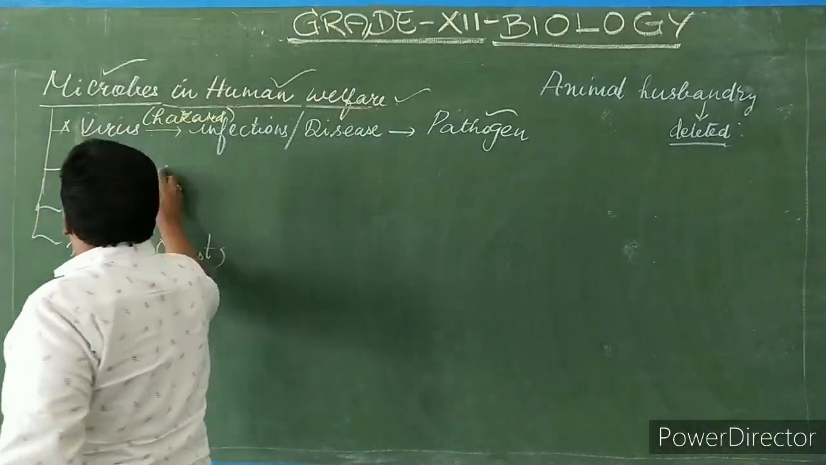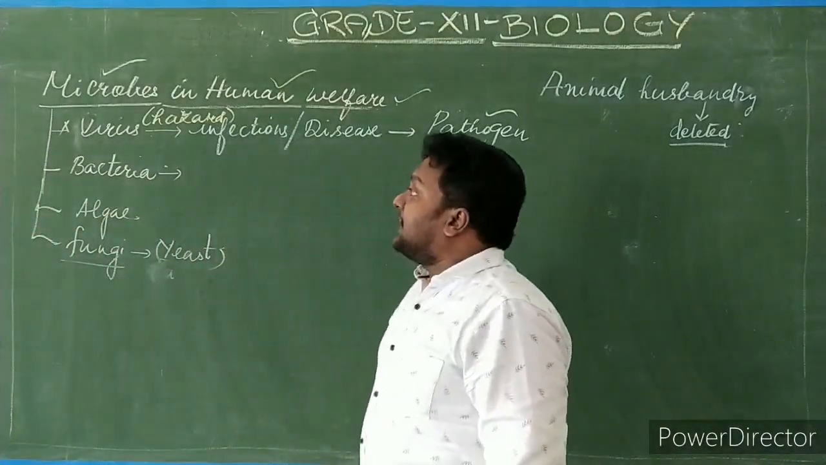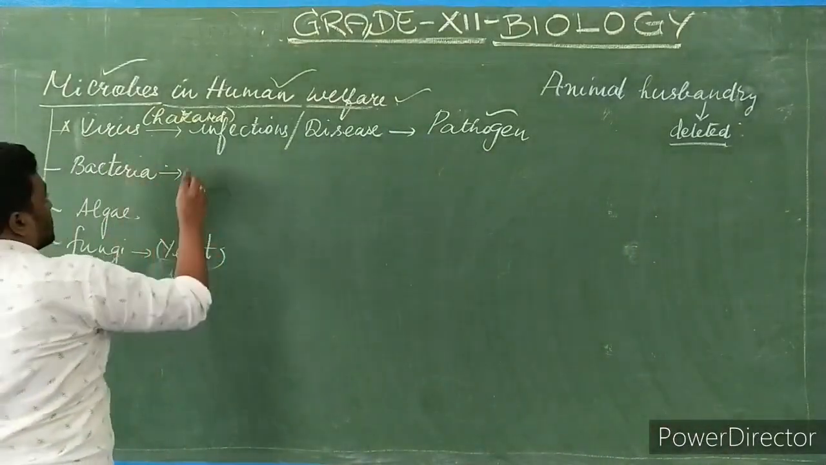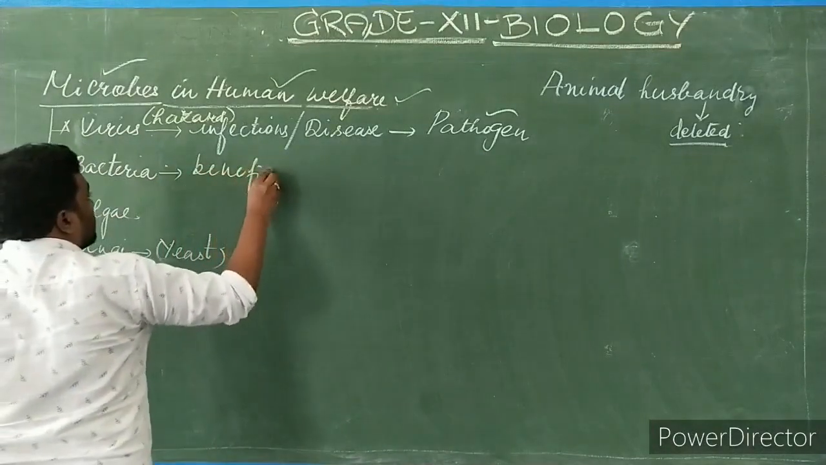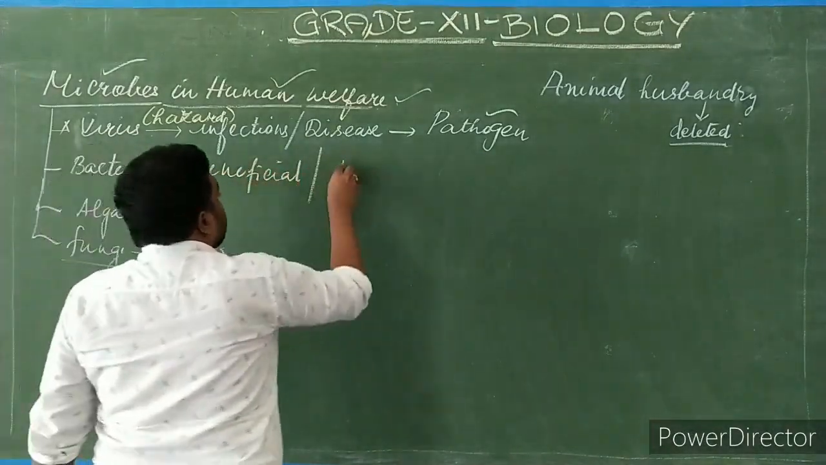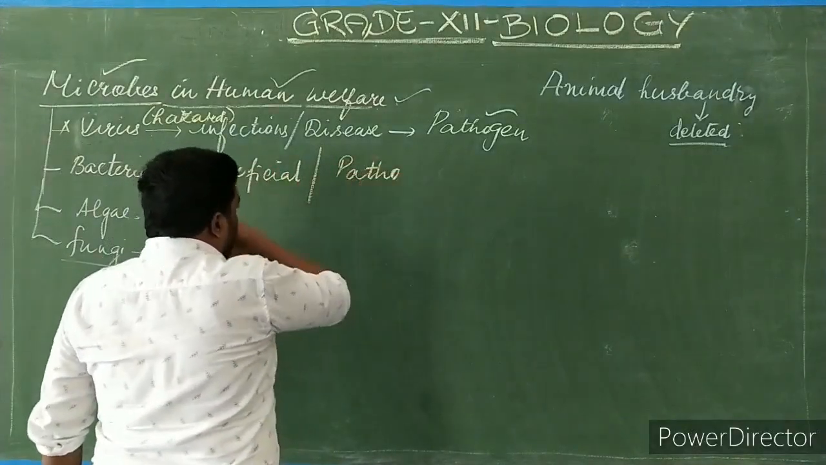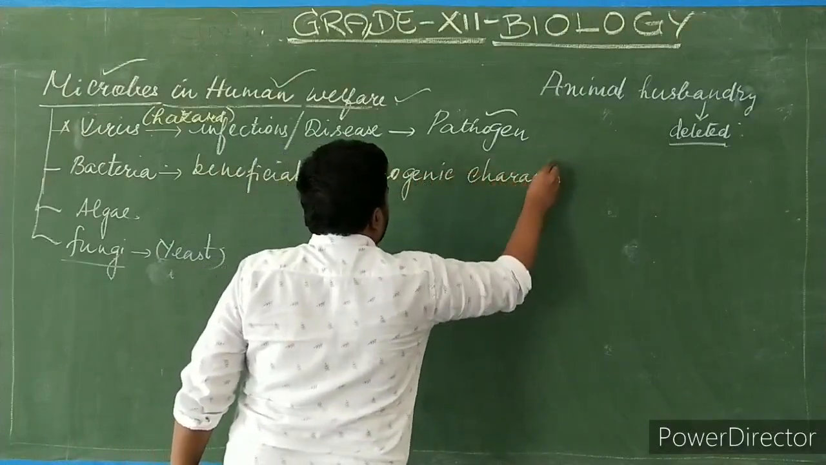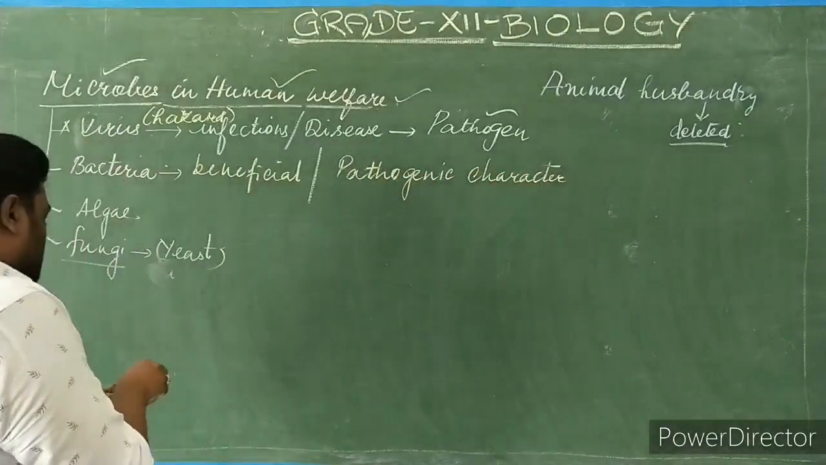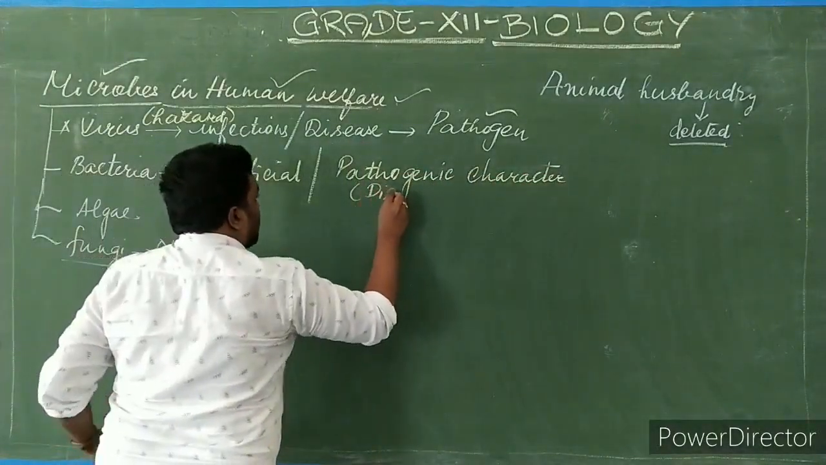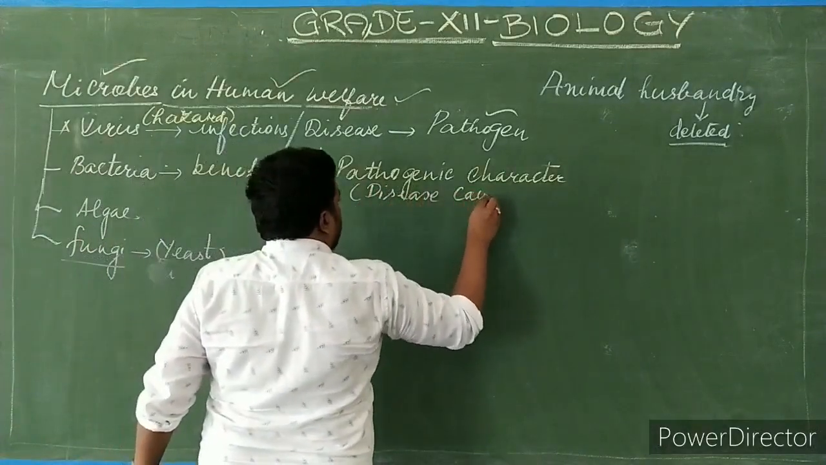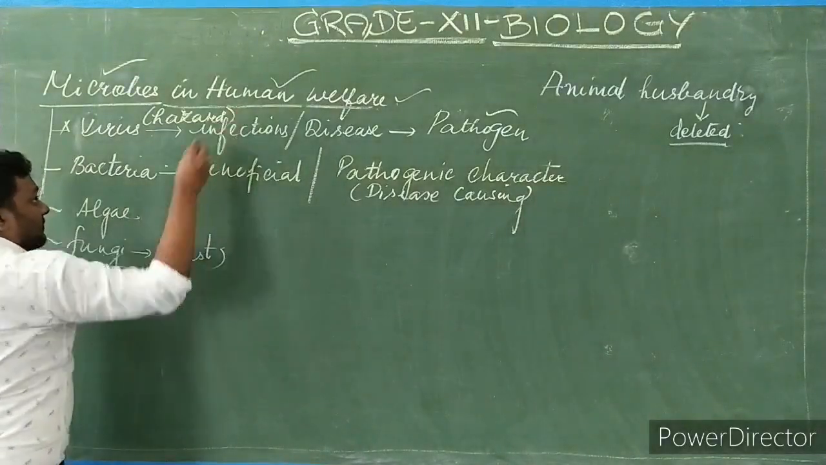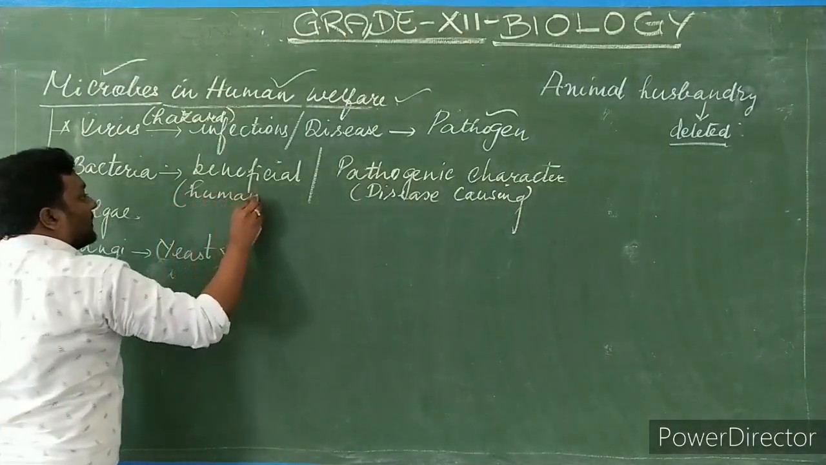Now coming to the next microorganism, the bacteria. Bacteria have both beneficial as well as pathogenic character. Pathogenic means disease causing character, whereas beneficial means which has human welfare.